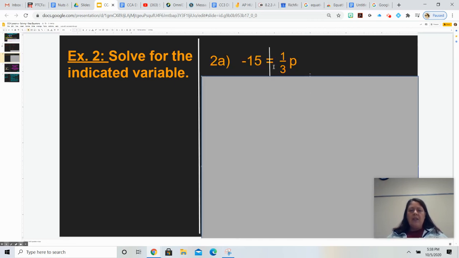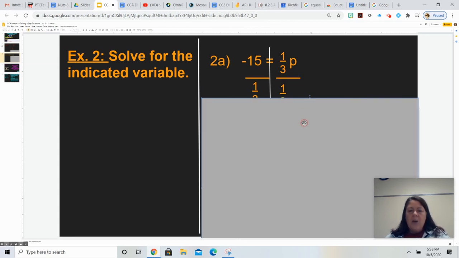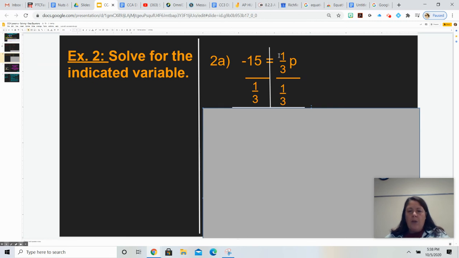So as I look at this equation, -15 equals 1/3 p. Now we know that when a number, 1/3, is next to a variable, p, it's understood that it means to multiply. So the inverse, or the opposite of multiplication, is division. So again, to get p to be alone and by itself, I'm going to divide both sides of my equation by that 1/3. That's going to cancel out here on the right-hand side. And then on my calculator, I'm going to type in -15.